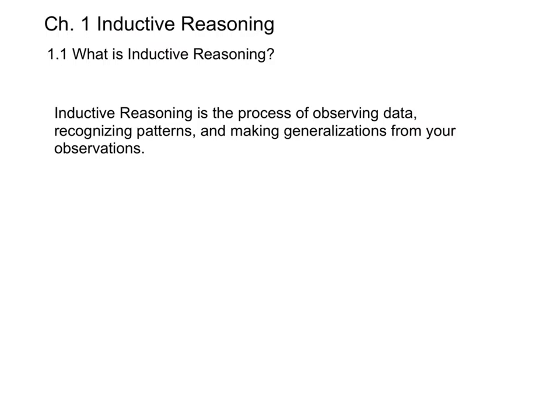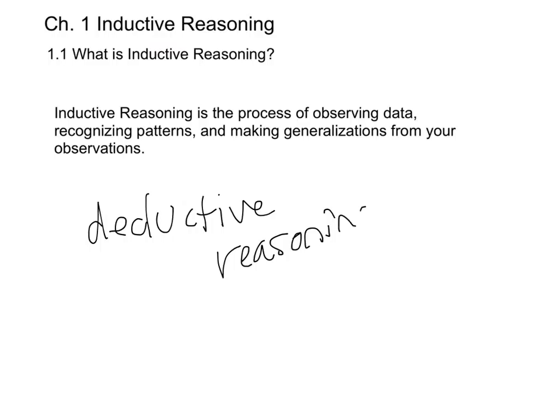And this is not to be confused with deductive reasoning, which is the opposite, making specific claims based on general knowledge. Okay, so a bit of vocab. A conjecture is going to be really important in this chapter. That means the generalization that is made with inductive reasoning.